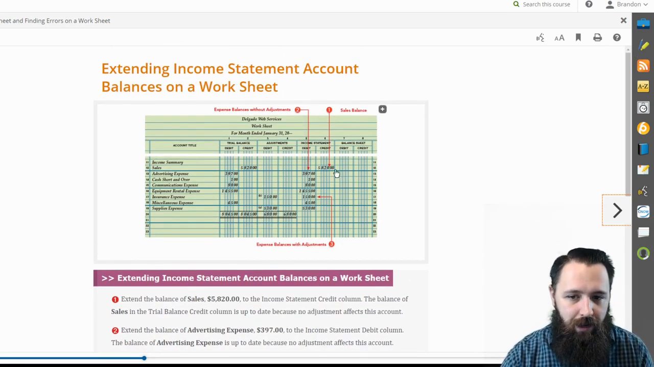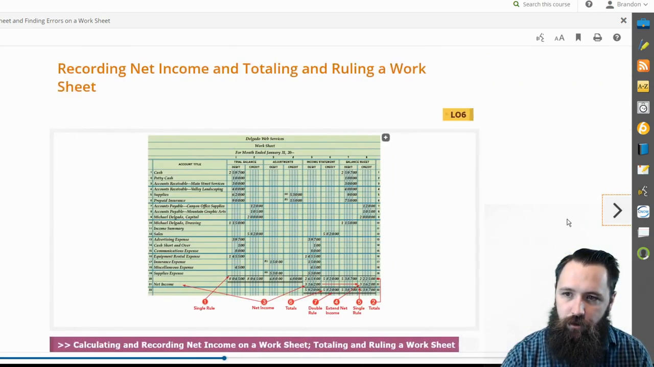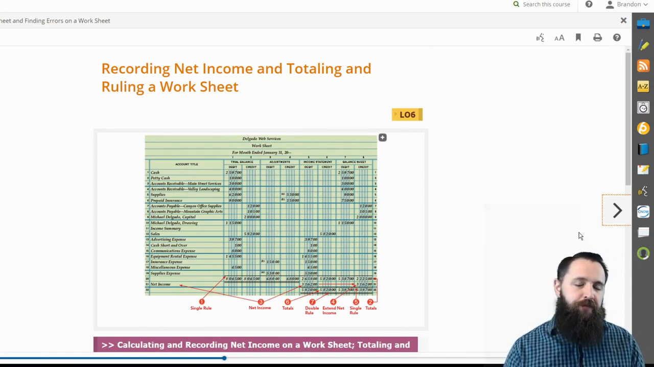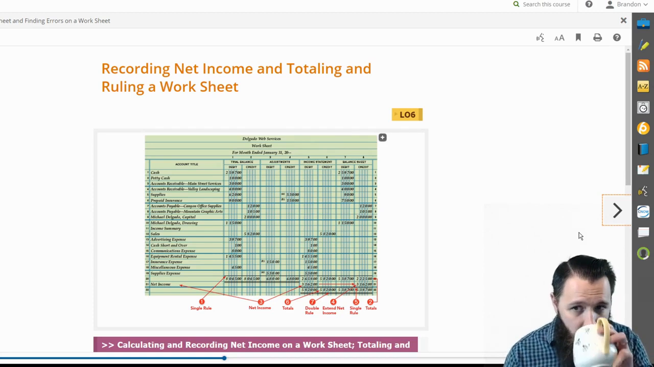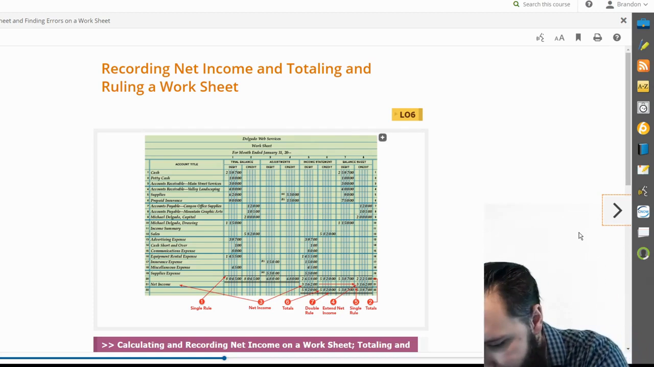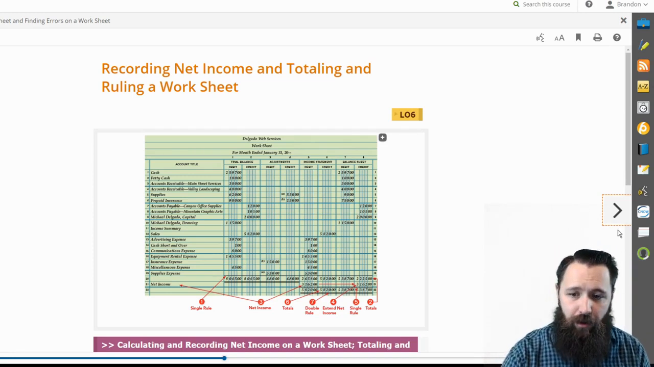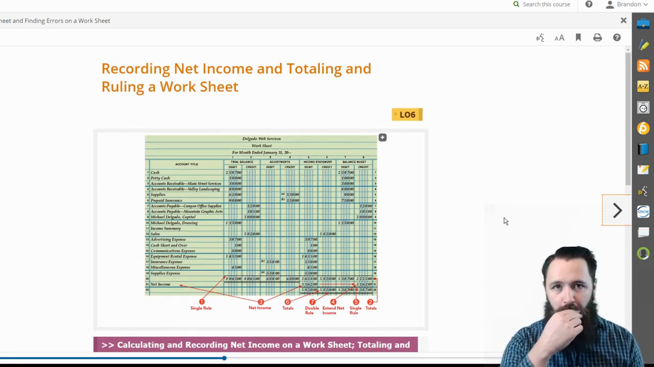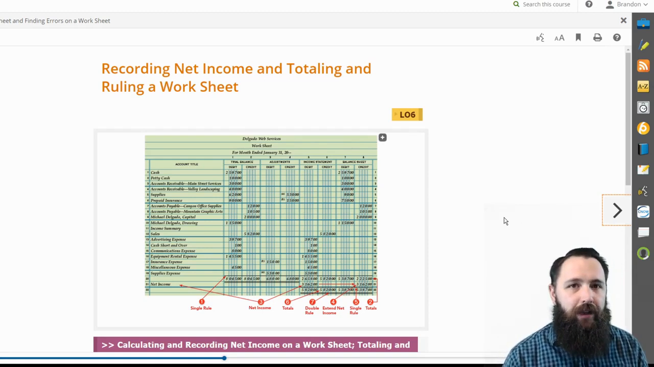So that's how we're going to extend everything over for our income statement. It's the same thing for a balance sheet and an income statement when we extend those balances. The big difference is which accounts are actually being extended. All right. So now that we just did all that, we extended all those accounts. What we're going to do now is we're going to total our worksheets, and we're going to figure out our net income.